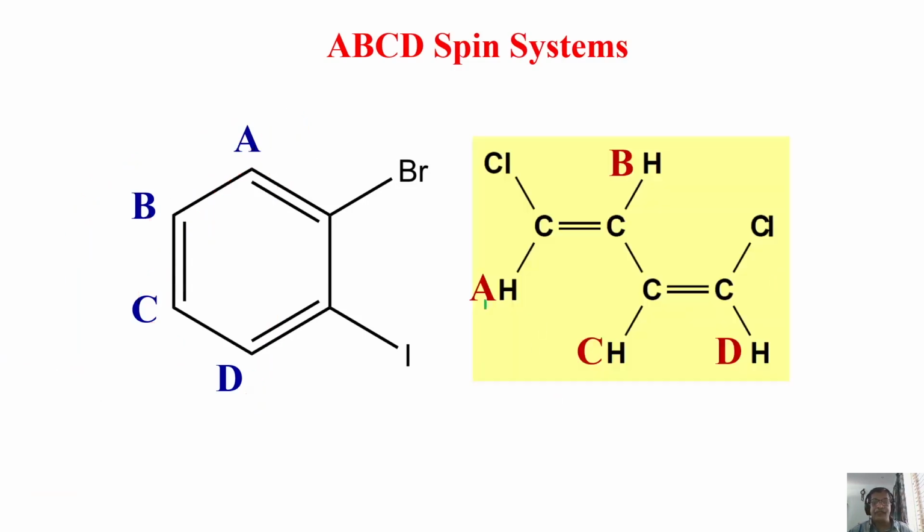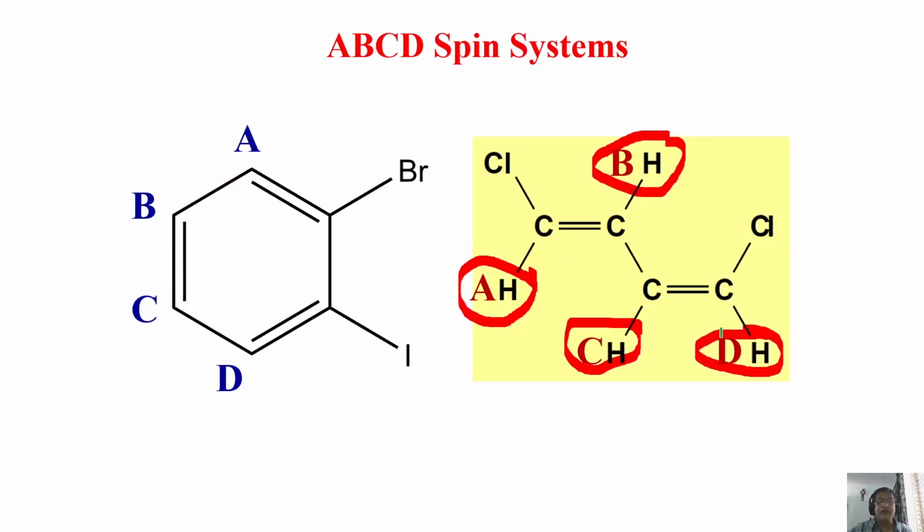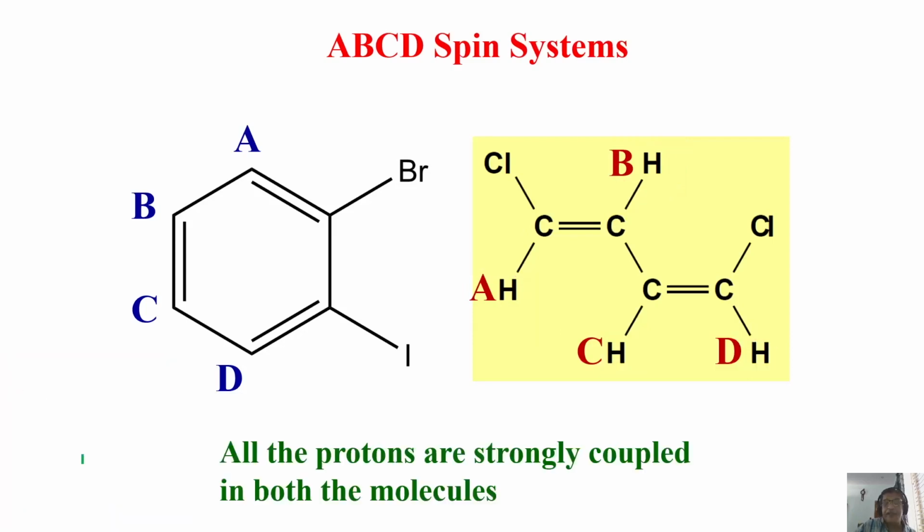Look at this molecule. This is a classic example. This proton, this proton, this proton, and this proton all have nearly similar chemical shifts. So the chemical shift separation is not much larger compared to their coupling constant. Then this is a very strongly coupled ABCD spin system.